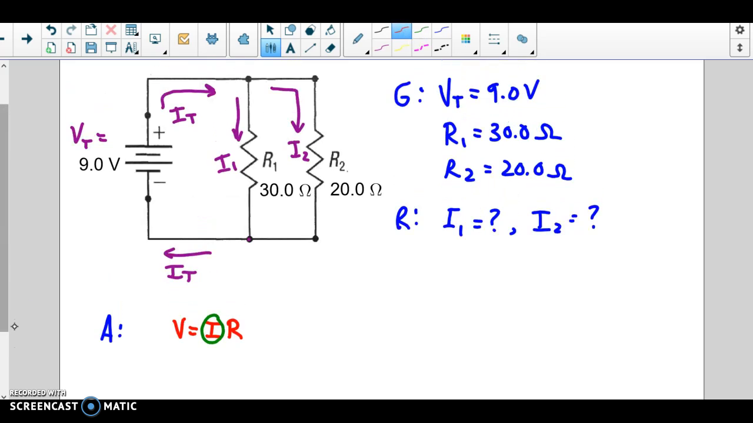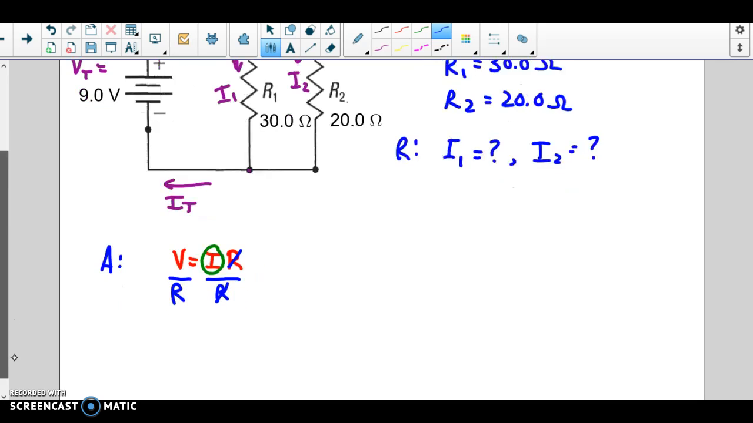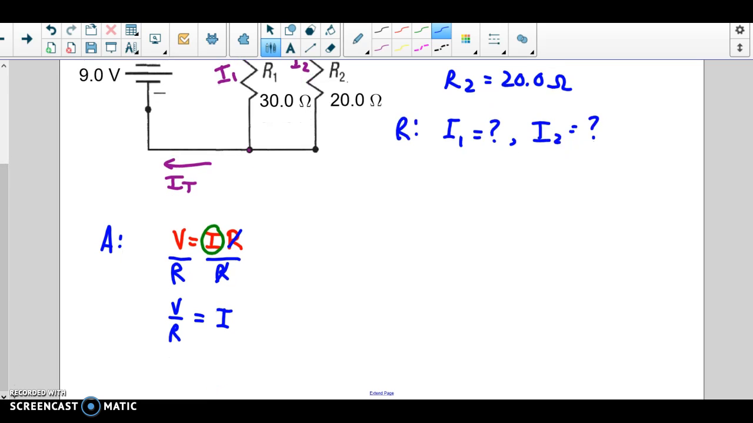So in this analysis step, I'm going to do a really quick rearrange of this equation. Because I want to isolate I, I'm going to divide both sides by R. So R divided by R is just 1. I'm left with V over R equals I. Now I've got I all by itself, which is exactly what I want when I solve this problem.